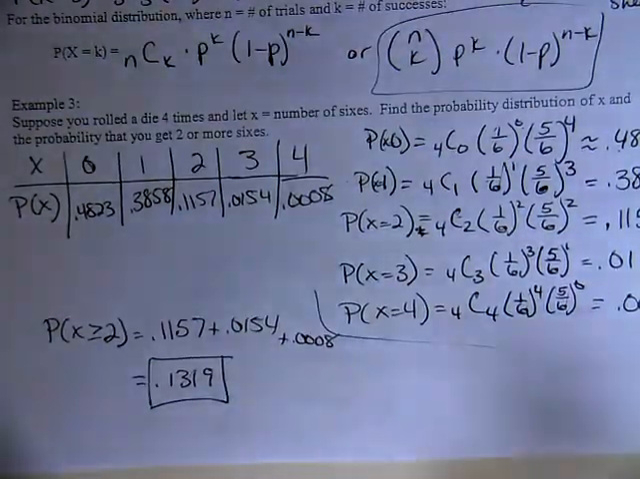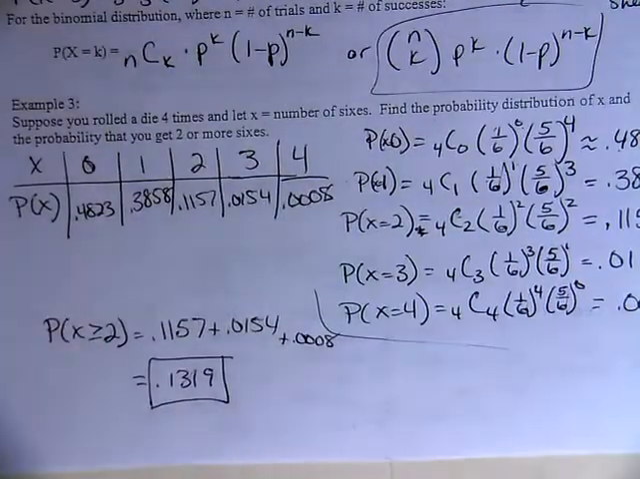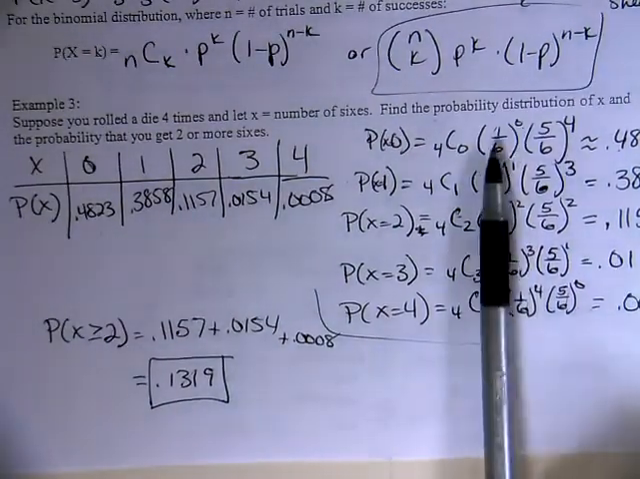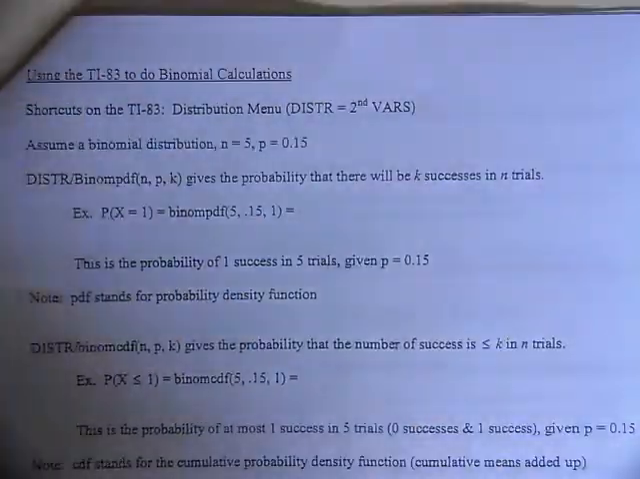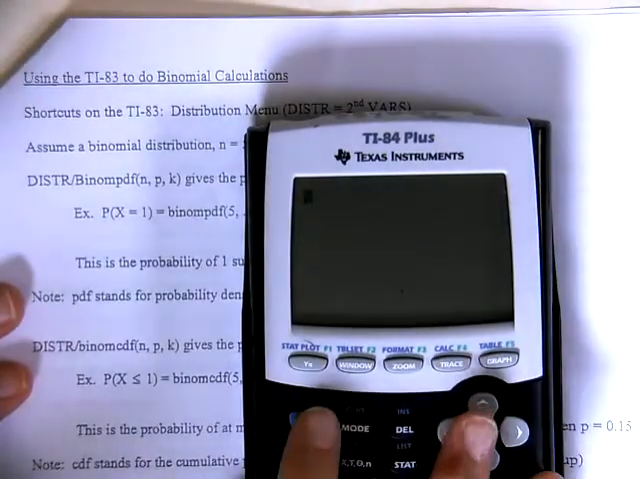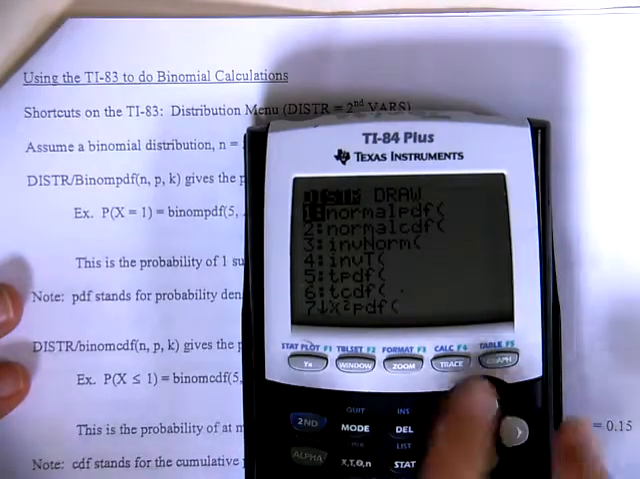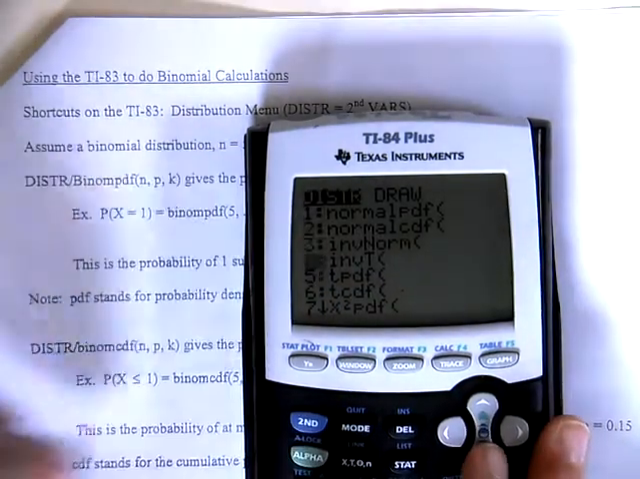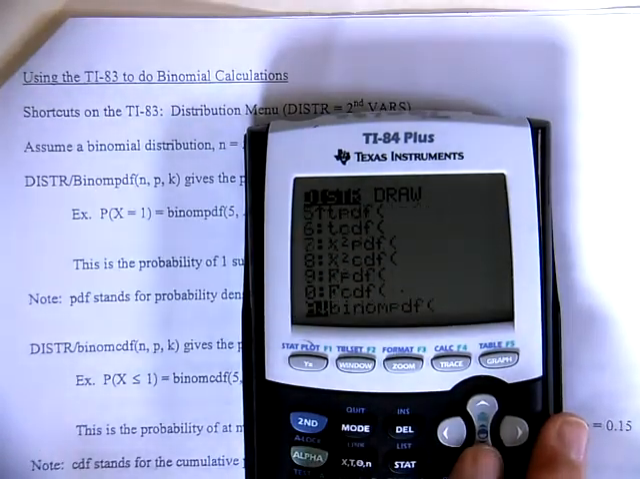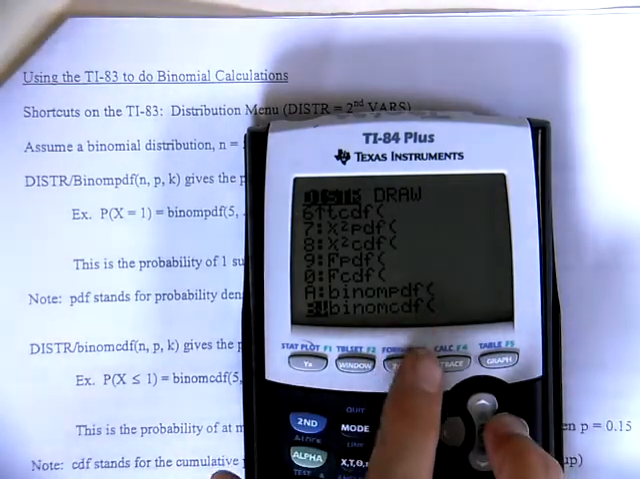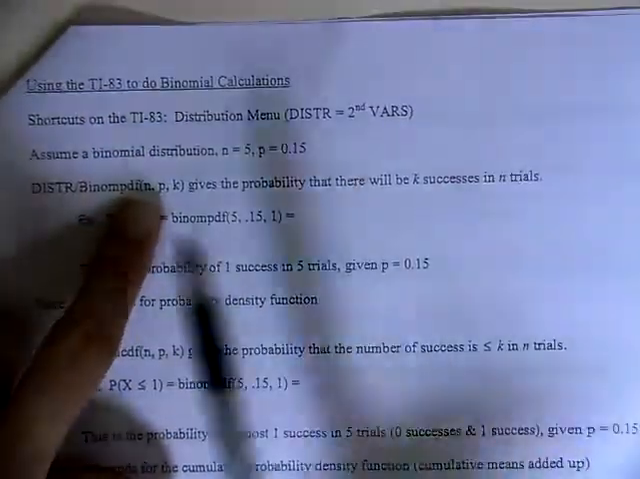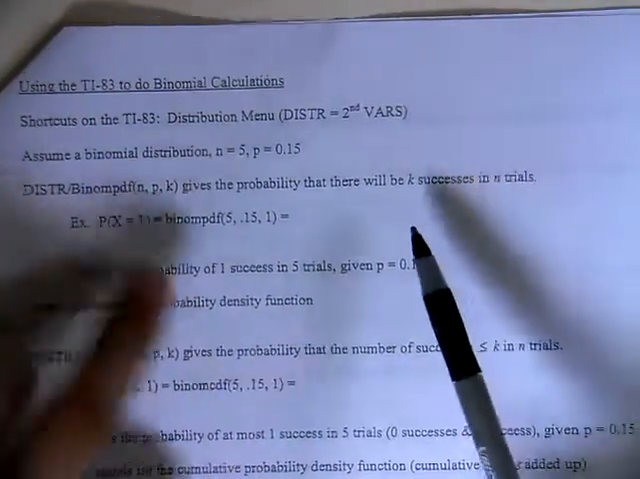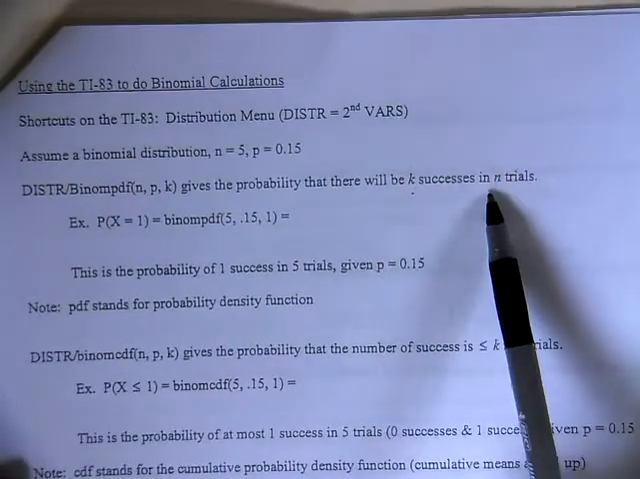So that obviously does take some time. There's actually an even easier way for you to do this instead of using the formula, and that's to use your calculator. In the calculator, you're going to go to the distribution menu. So you hit second vars, and there's your distribution menu, and you're going to go down to where it says binomial PDF, binomial CDF. So binomial PDF(n, p, k) is the probability there will be k successes in n number of trials.